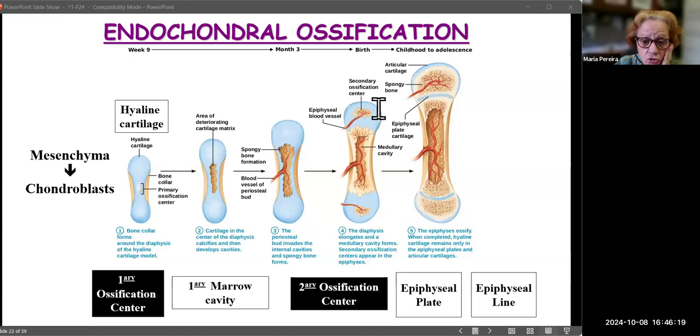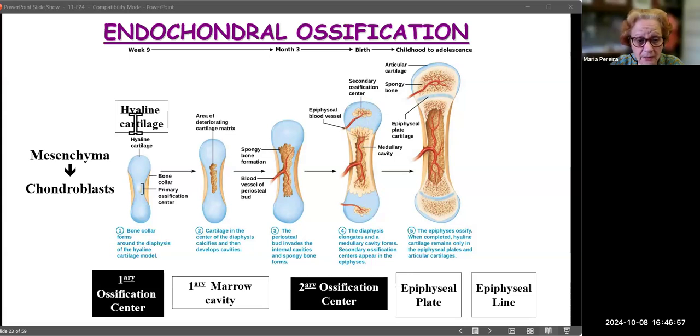Now the next step after the primary marrow cavity is the formation of spongy bone, and then you have new ossification centers forming at the site that is going to give rise to the epiphysis. So here now you have spongy bone being formed in the periosteum, and this center area that gives rise to the diaphysis continues to form and leads to the medullary cavity. And then on each side, you have the secondary ossification centers where osteons and osteoblasts start working to make bone.